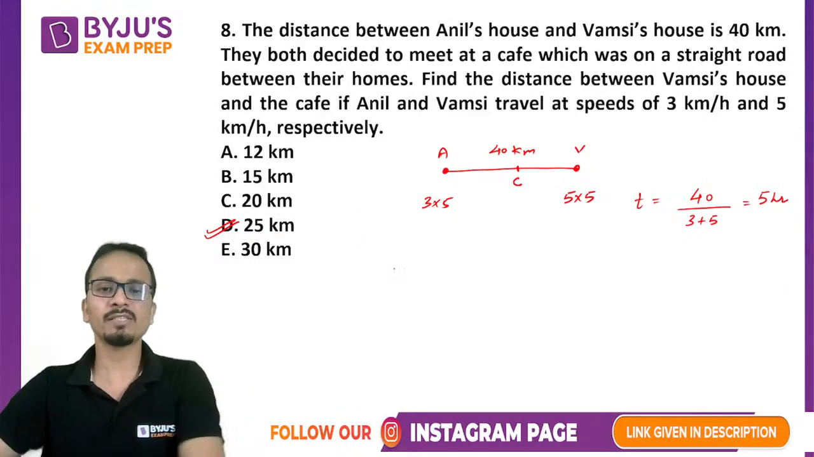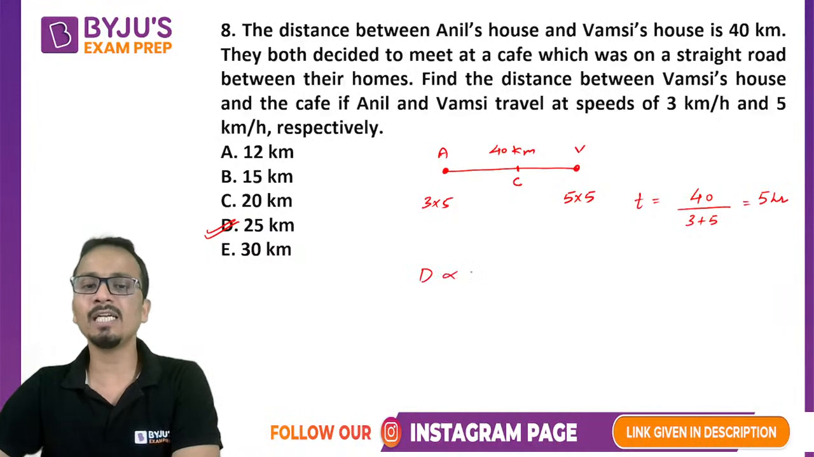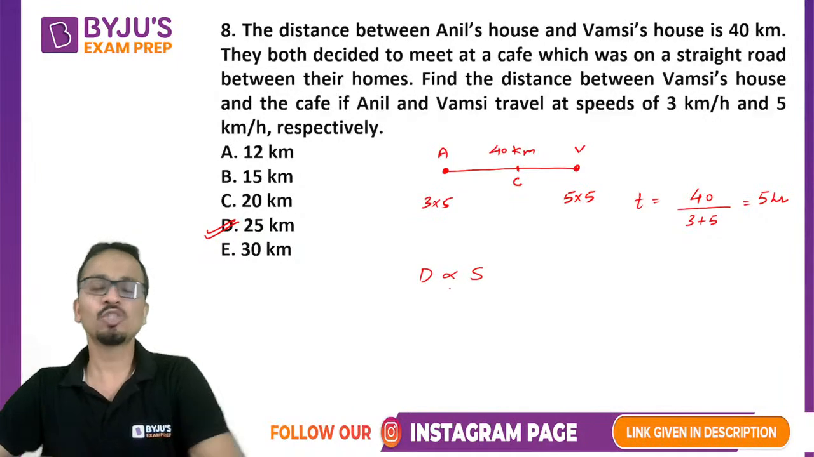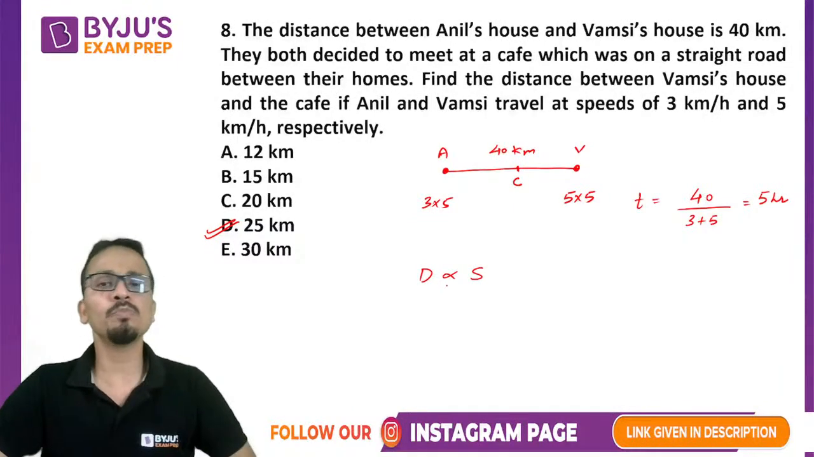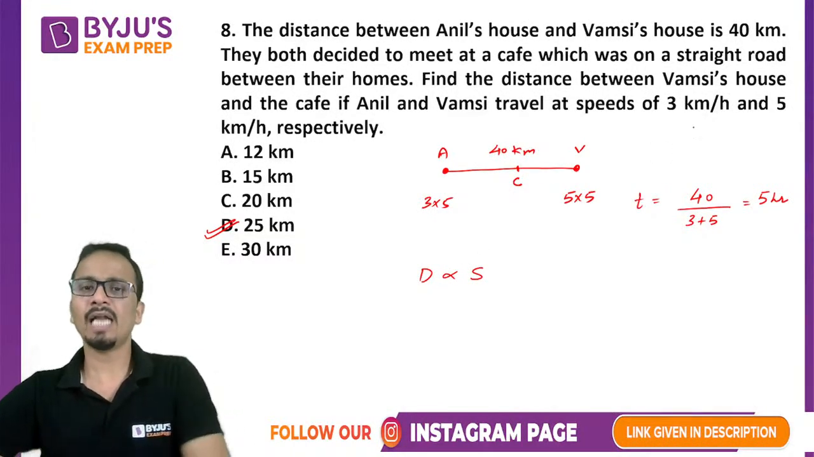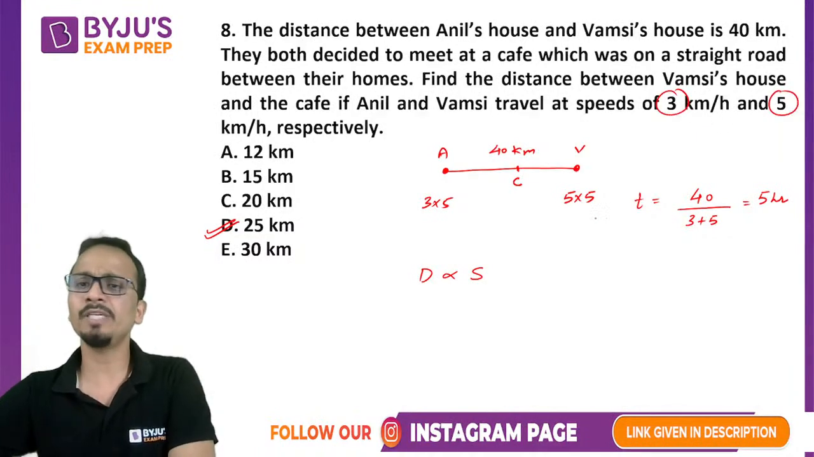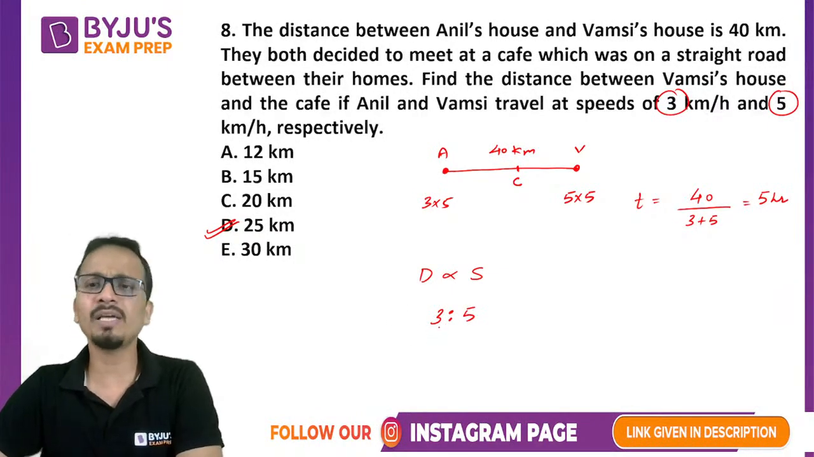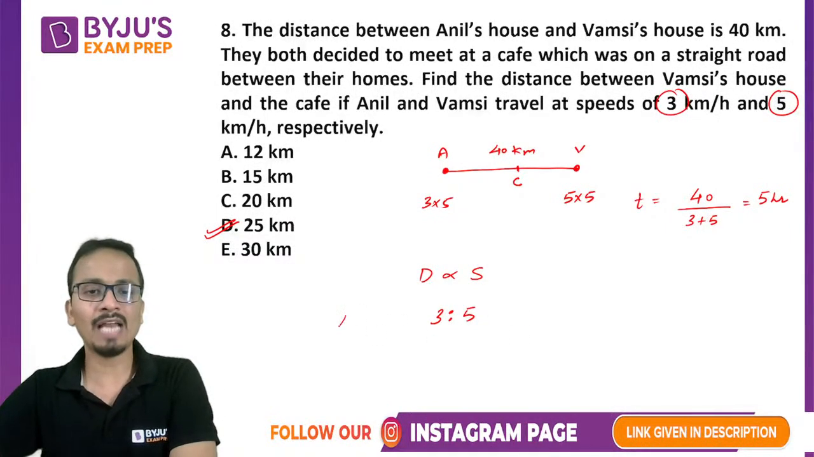Now another way is, since distance is directly proportional to speed, the ratio of the speeds will also be equal to the ratio of distances if the time traveled is the same. Here, Anil and Vamsi are traveling at speeds of 3 and 5. So the ratio of their speeds is 3 is to 5, and that will also be the ratio of their distances traveled. So what you have to do is divide 40 kilometers in the ratio 3 is to 5.